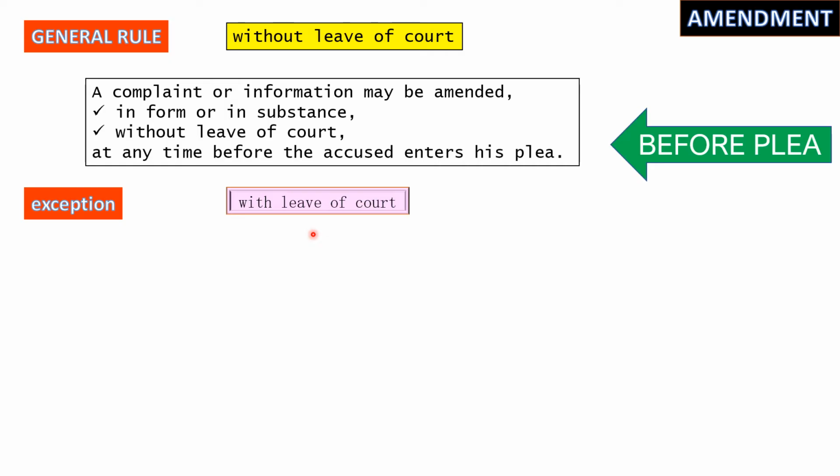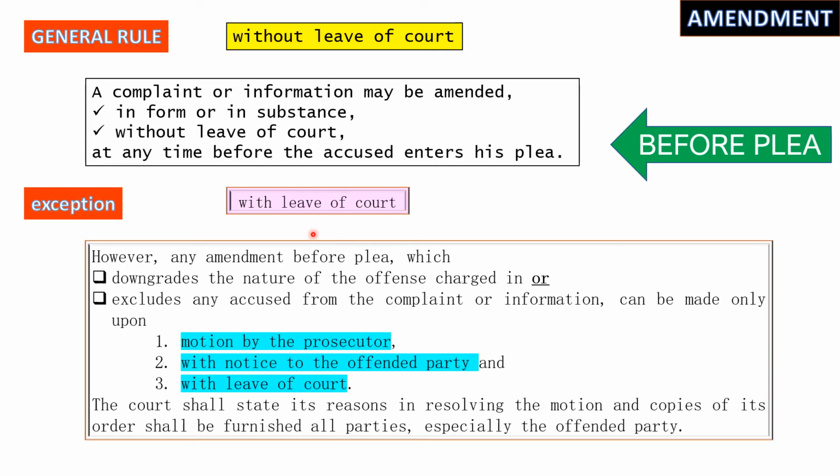Meron lamang dalawang scenario. So, before plea, you have to file leave of court if you are going to, number one, downgrade the nature of the offense charged. Just like for example, if it is from murder, you will downgrade it to homicide. Then in that case, you need leave of court. Number two is if you are going to exclude any accused from the complaint or information, then again, you need leave of court. So kung 5 yang akusado, then you are going to take away accused number 1, or you are going to exclude accused number 1, then you need leave of court.